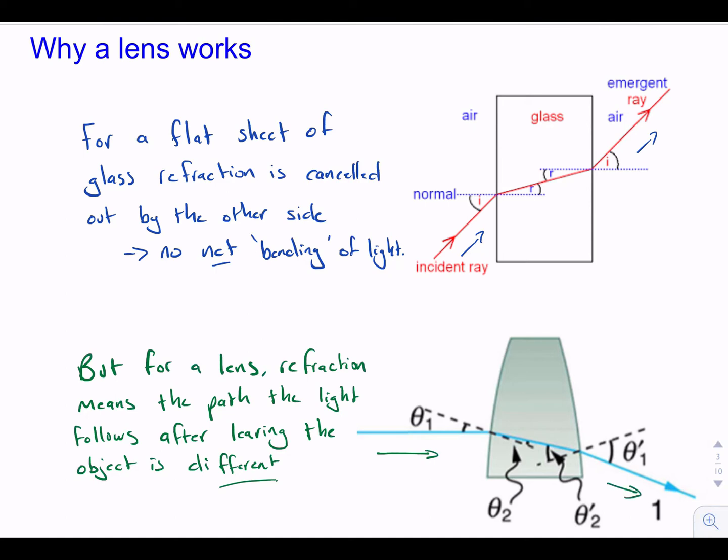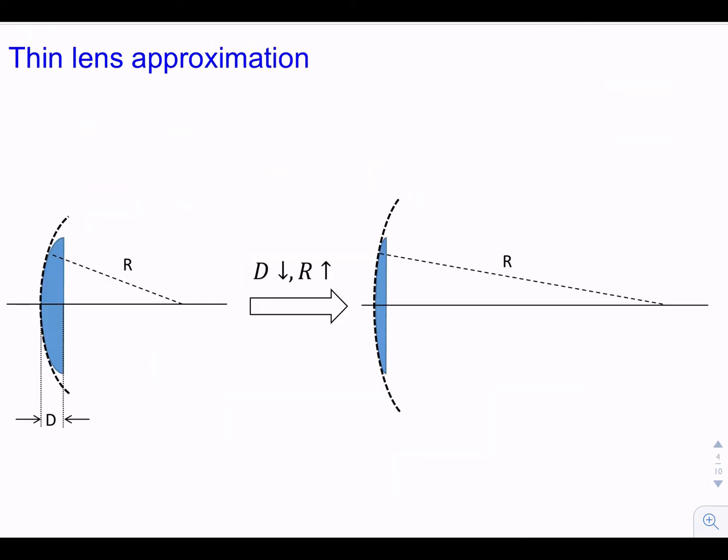The light comes in, Snell's law is followed, but because the surfaces are curved, this results in a bending of the light. And what's interesting to note is this bending is slightly different for every parallel light ray that comes in because the angle is changing. So we can focus the light into a point.